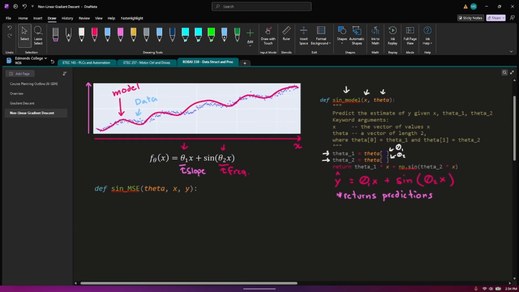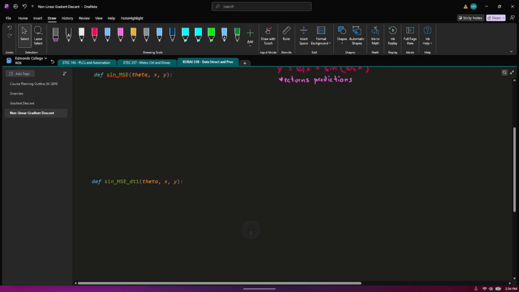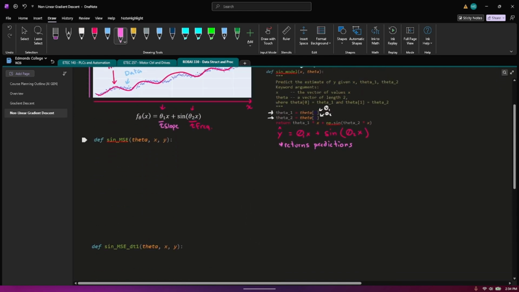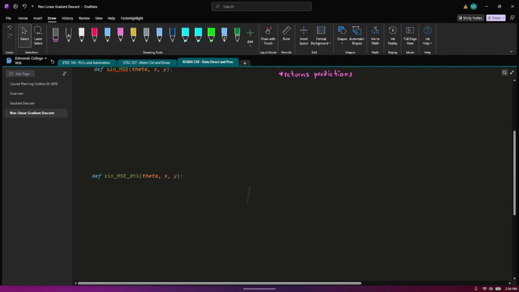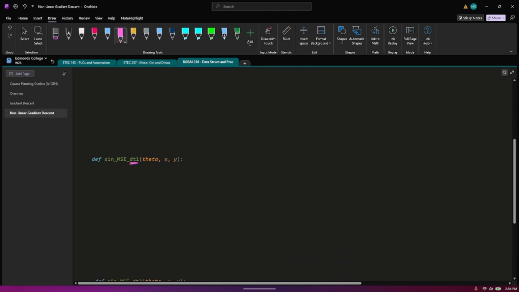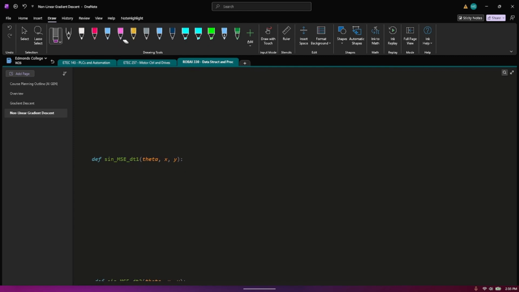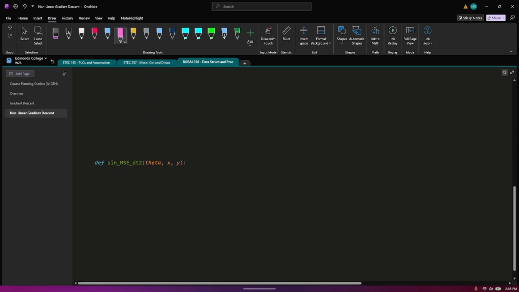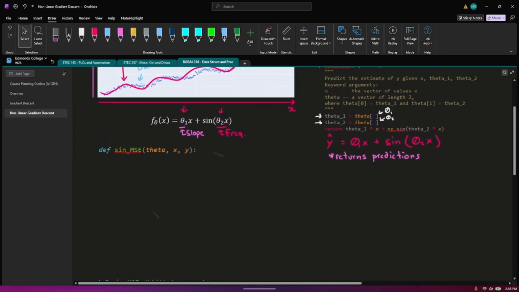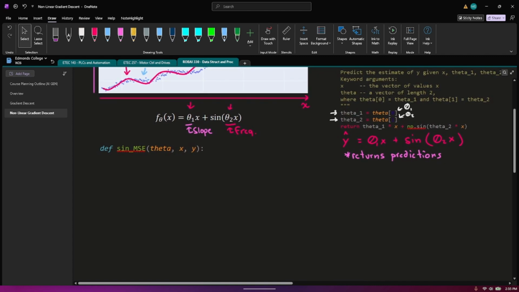Alrighty. Our lab now shows us that we need to create 4 functions. We have a sine MSE, that is our mean squared error, the partial derivative with respect to theta 1 of our MSE, and the partial derivative of our MSE with respect to theta 2. And here at the very bottom, we have something called the gradient, which we'll talk about once we've derived these first 3. So just to get started, our sine MSE function.